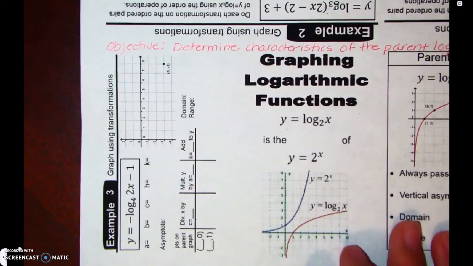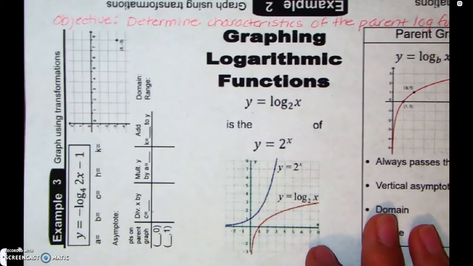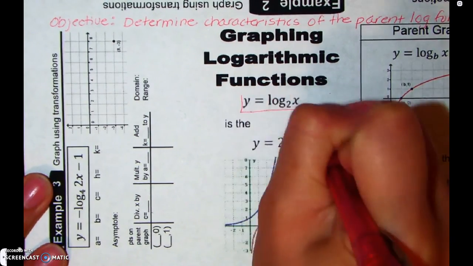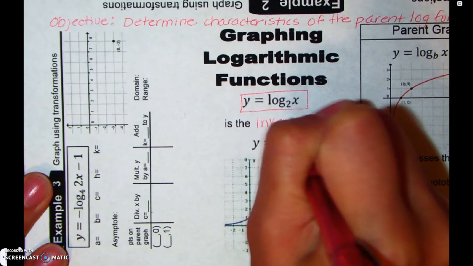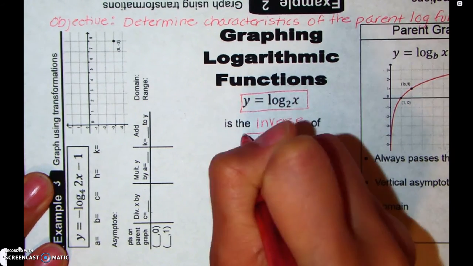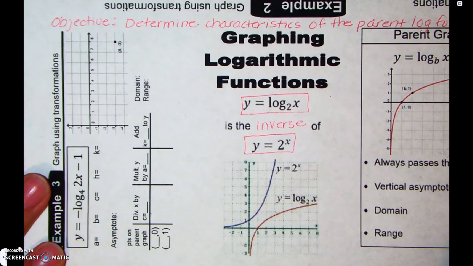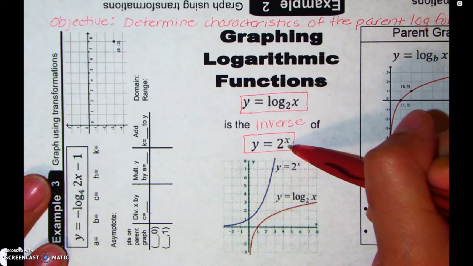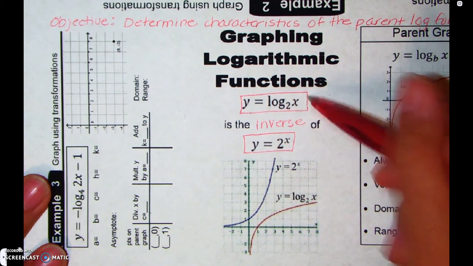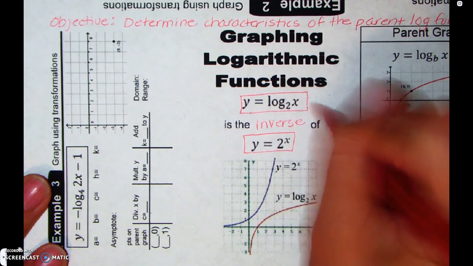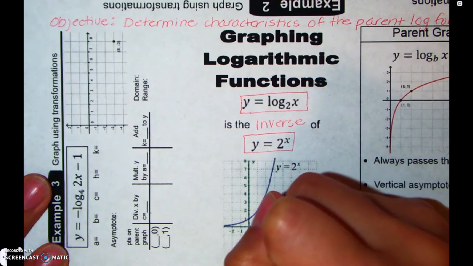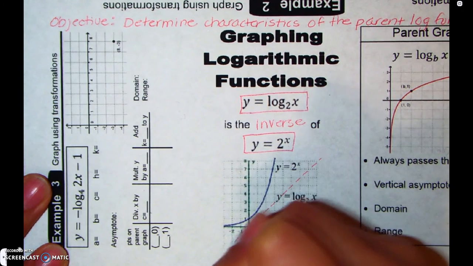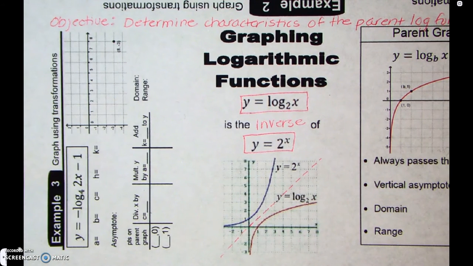If you look at the first page, it says y equals log base 2 of x is the inverse of y equals 2 to the power of x, which we learned a lot about last week when we learned how to rewrite the log function into the exponential and the exponential into the log. We know that these are related to each other in the way that they are inverses of each other.